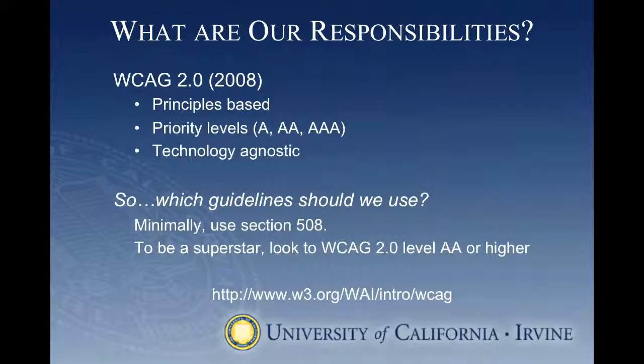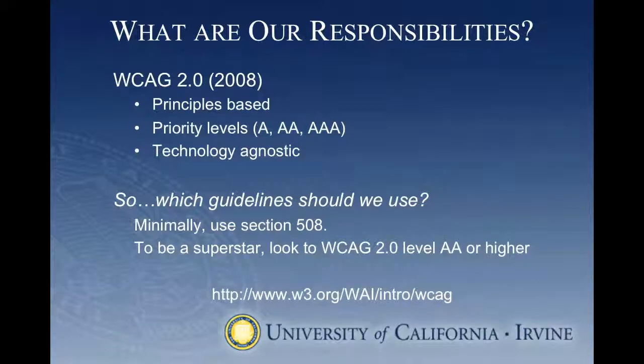Next, we have the Web Content Accessibility Guidelines, WCAG. These guidelines were drafted in 1999 and updated to version 2.0 in 2008. WCAG is a technology-agnostic and principles-based approach to accessibility. This means that the guidelines describe accessibility goals without describing exactly how to achieve these goals. This is good because as technology advances, the guidelines don't become outdated. WCAG categorizes these goals by priority level, with A being the most basic and AAA being the most advanced.